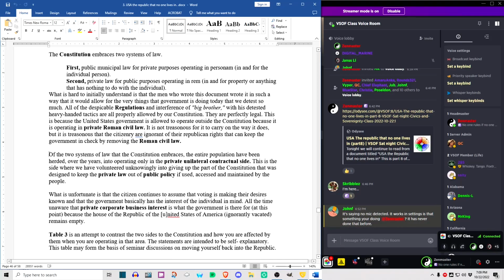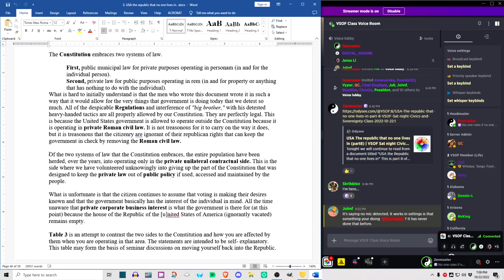So to continue here. Of the two systems of law that the Constitution embraces, the entire population have been herded over the years into operating only in the private, unilateral, contractual side. This is the side where we have volunteered unknowingly into giving up the part of the Constitution that was designed to keep the private law out of public policy, if used, accessed and maintained by the people.